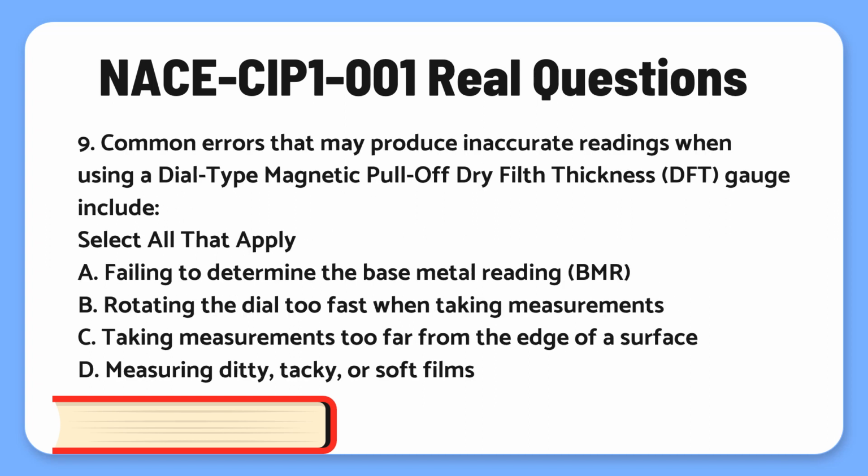9. Common errors that may produce inaccurate readings when using a dial-type magnetic pull-off dry film thickness (DFT) gauge include: select all that apply. A. Failing to determine the base metal reading (BMR). B. Rotating the dial too fast when taking measurements. C. Taking measurements too far from the edge of a surface. D. Measuring dirty, tacky, or soft films.